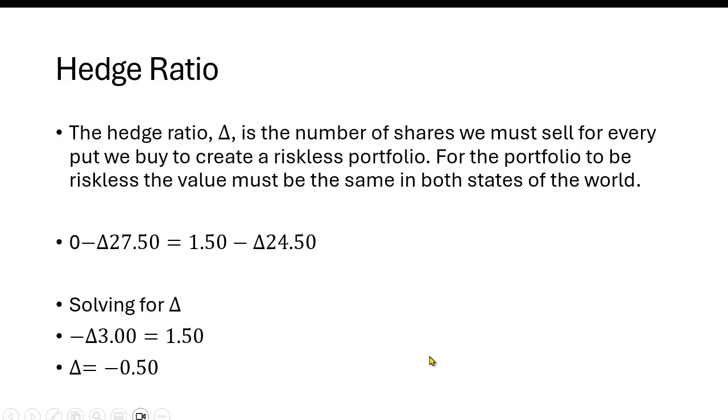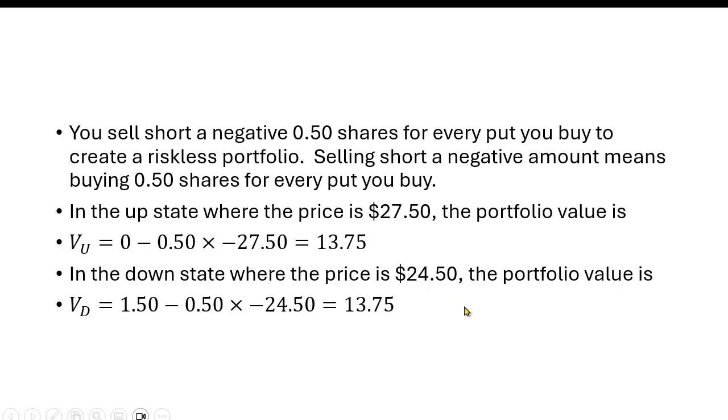Now, for those of you who have a problem with buying half a share of stock, you can just scale this up. So you can say you have to buy 2 shares of stock for every 1 put option that you buy. Or you could scale it up more. You buy 200 shares of stock for every 100 put options you buy. So, as I said before, selling short this negative amount means buying half a share for every put you buy.